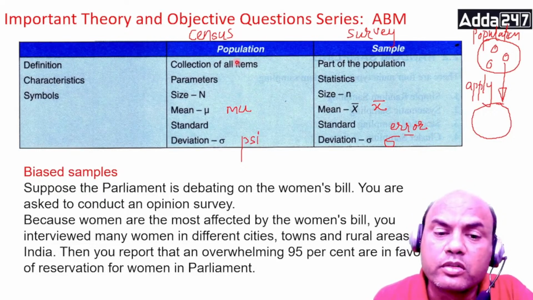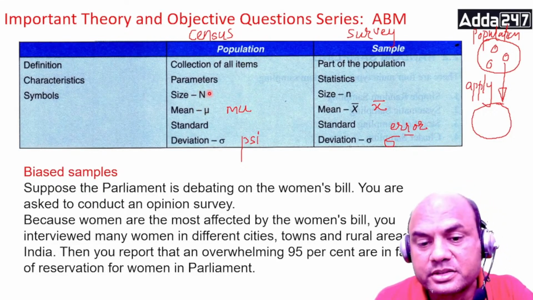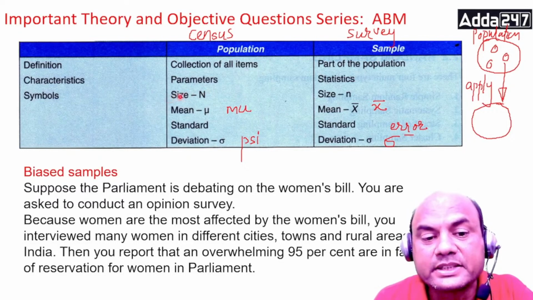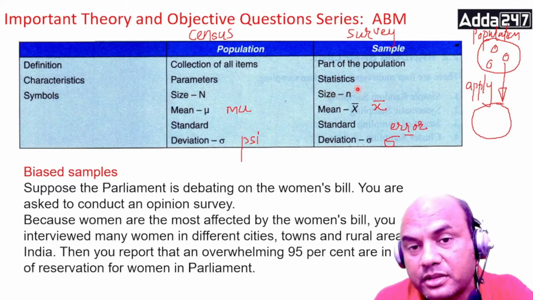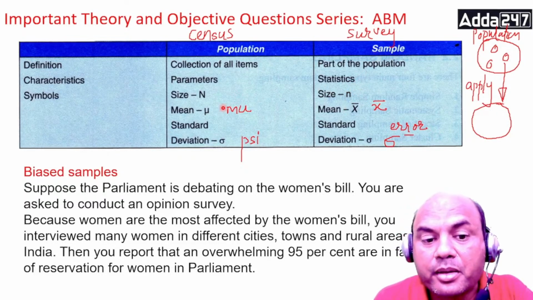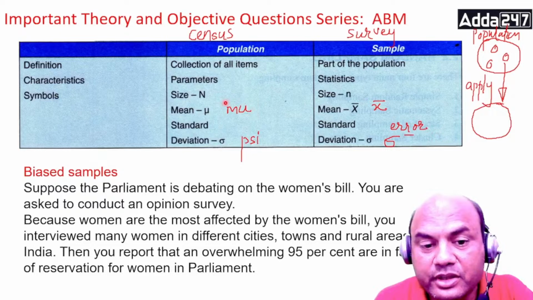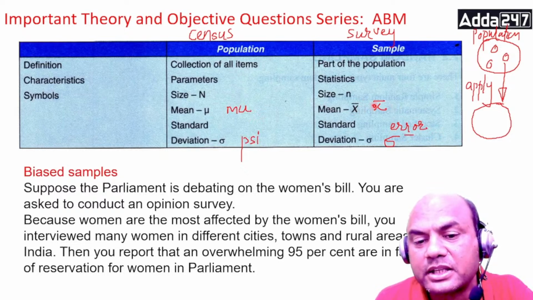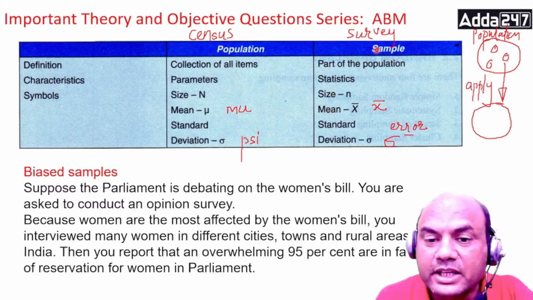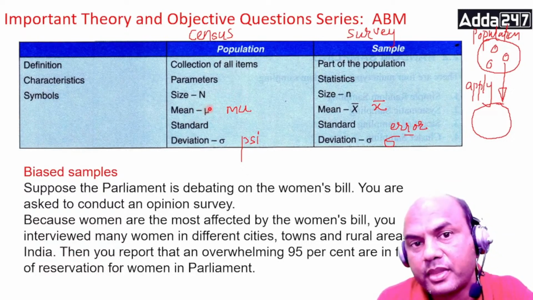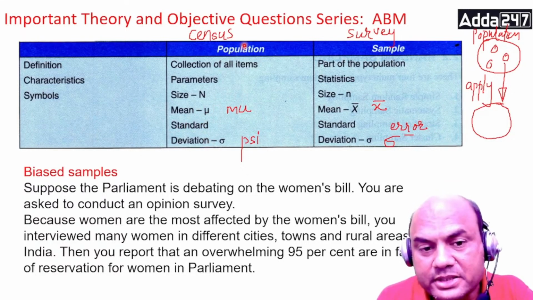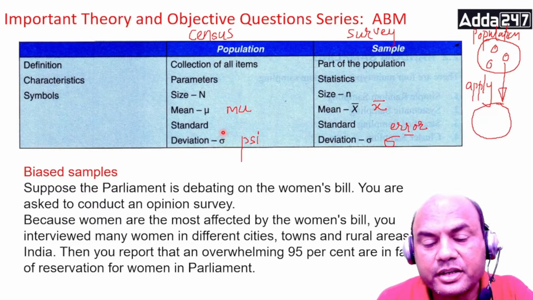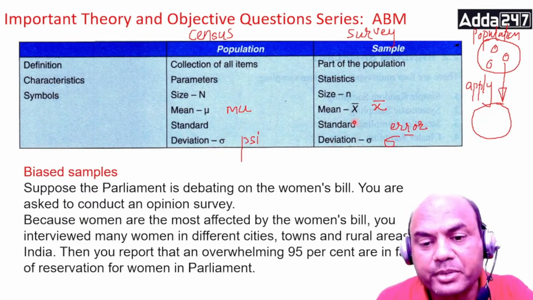Look at the symbols. Always remember, for population we use capital letters wherever possible. So size is capital N for the population, and small n for the sample. Mean is called mu, which is a Greek alphabet. For the sample it is called x bar; books generally write it as small x bar also. Mean for the sample is x bar, mean for the population is mu. Standard deviation for the population is called sigma, and standard deviation for the sample is also called sigma.